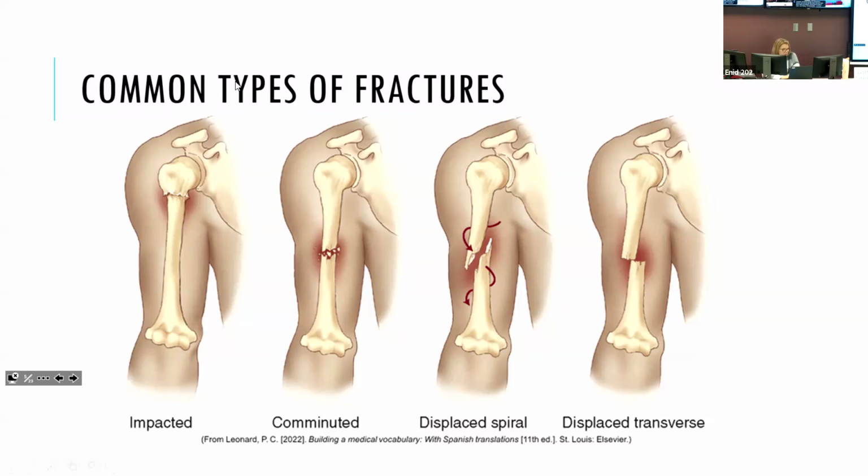Comminuted fracture happens when you break a bone into 3 or more pieces. So you can see in the picture there where it kind of breaks into more pieces.